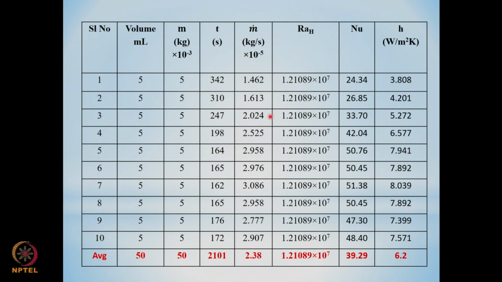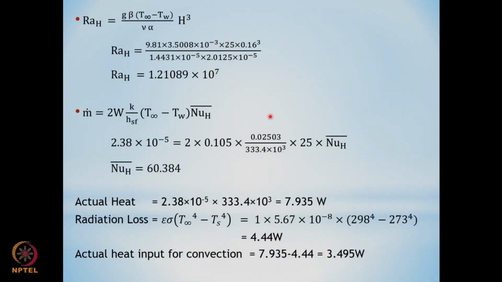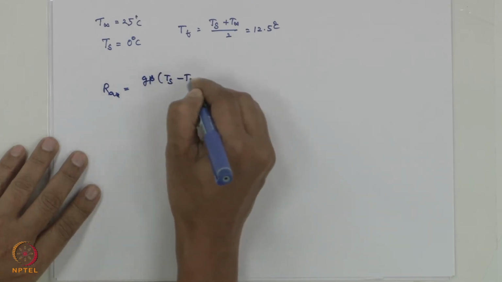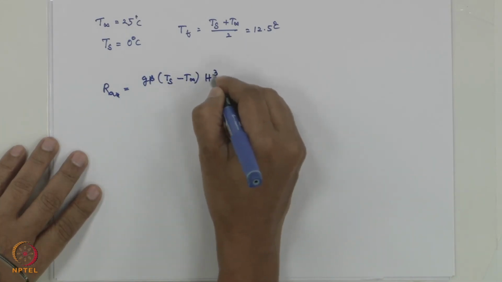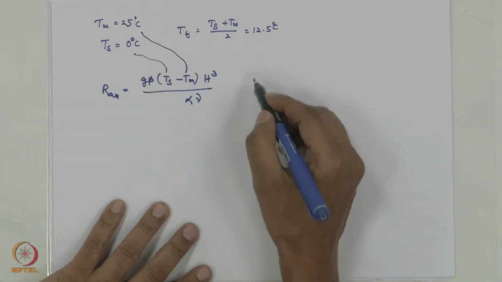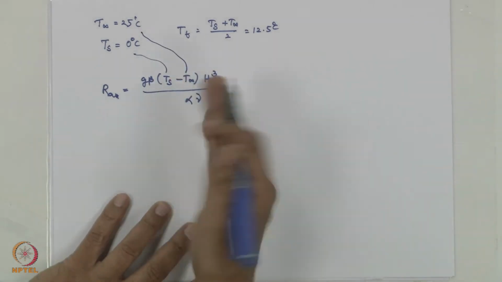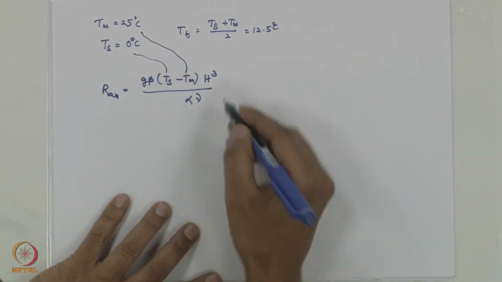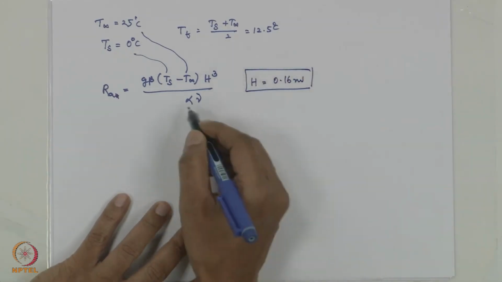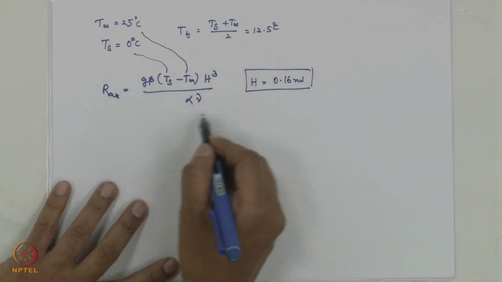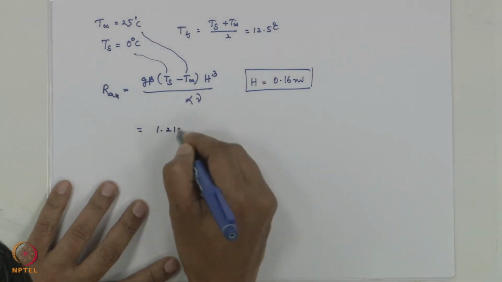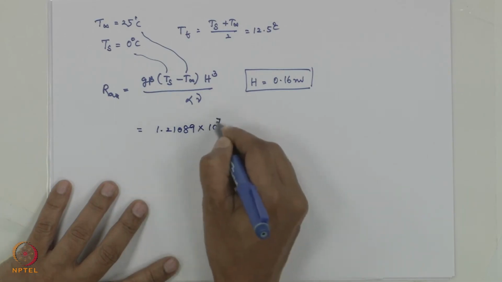So how do you calculate the Rayleigh number? Rayleigh number equals g beta (Ts minus T infinity) h cubed upon alpha nu. You substitute Ts as 0, T infinity as 25. It doesn't matter, you can flip T infinity minus Ts, since a negative Rayleigh number has no meaning. Height h is 0.16 meters, and if you substitute all the properties as given here, you get 1.21089 into 10 to the power of 7, that means it is laminar.